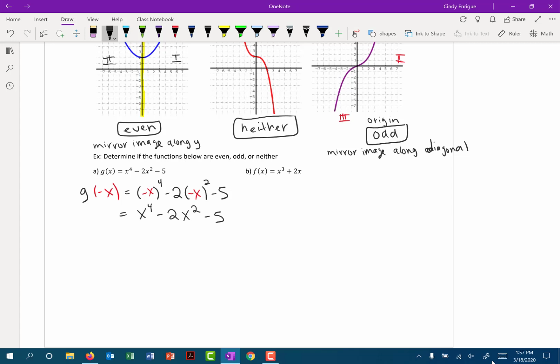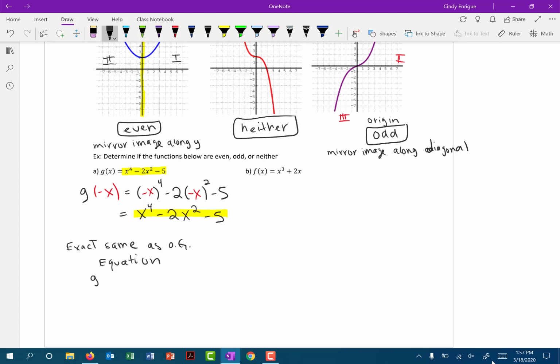So let's compare that to my original equation. So it's exactly the same as my original equation. Here's my original, and it looks exactly the same. So exactly the same as my original equation.